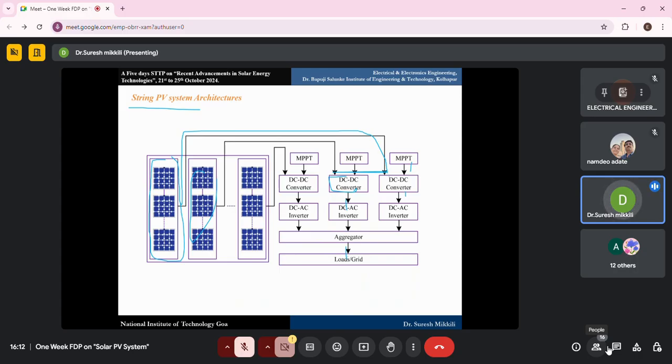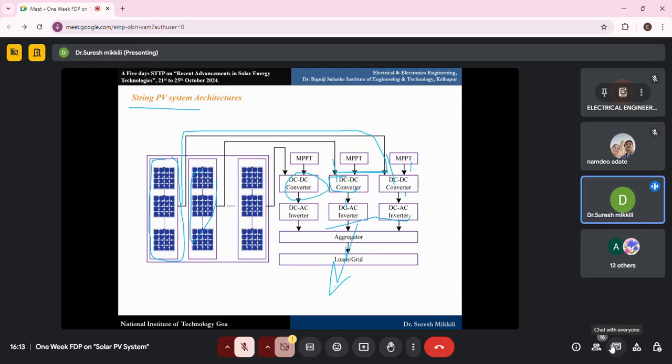But with string integrated converters, even though there is a fault on one converter, the other strings are connected with the remaining converters, which are able to give continuity of power to the loads. All are aggregated, and all of these will try to cater to the loads. So that is also one more advantage.